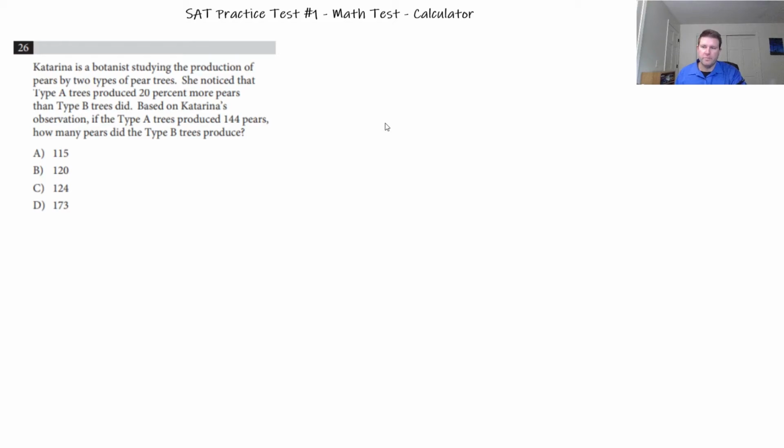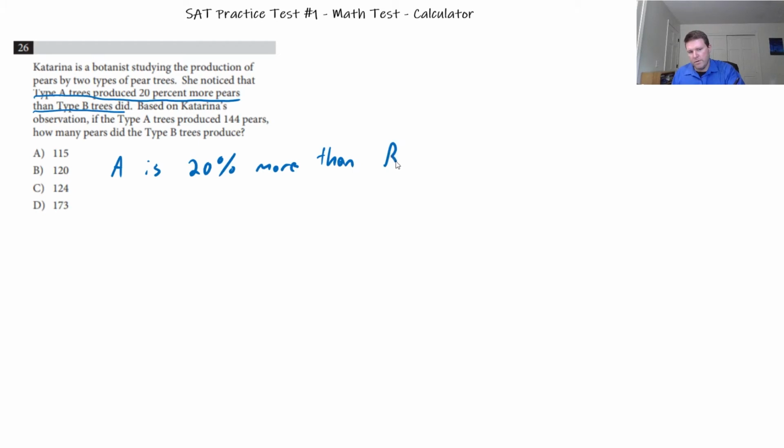26 is a great practice problem for percents, okay? Because we're dealing with a percent more or percent less situation, and it's really good for clarifying some percent questions that people have, which I'll explain here. So the first thing we want to hone in on is that type A trees produce 20% more pairs than type B. So a really simple sentence that we could use to help us code this algebraically is A is 20% more than B.